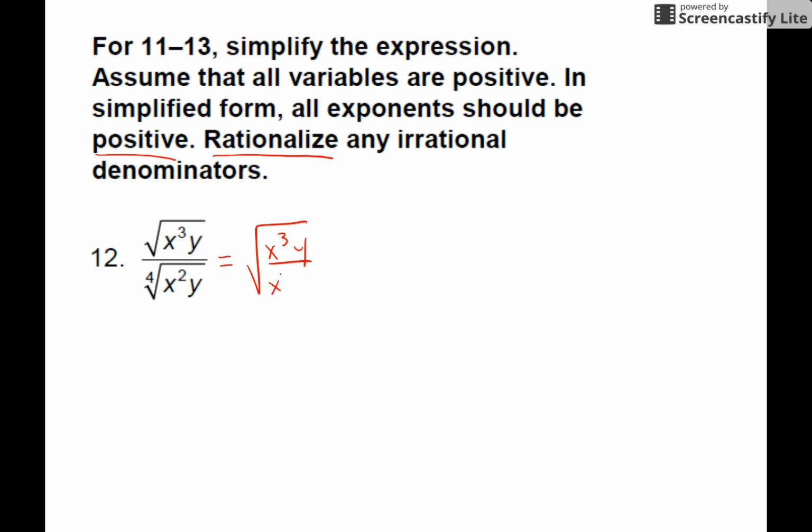But keep in mind that doing this is wrong. The reason it's wrong is our roots are not the same. We have a square root and a fourth root, so we can't write it like that. Sorry, can't write it that way. What I can do then, I can't put them together. So what I do instead is I'm going to set this up to rewrite it into exponential notation.